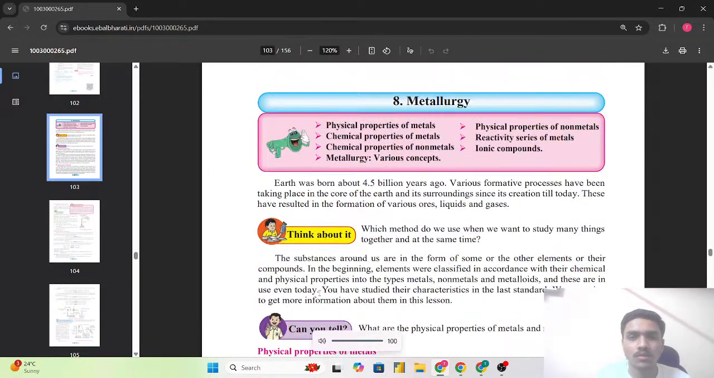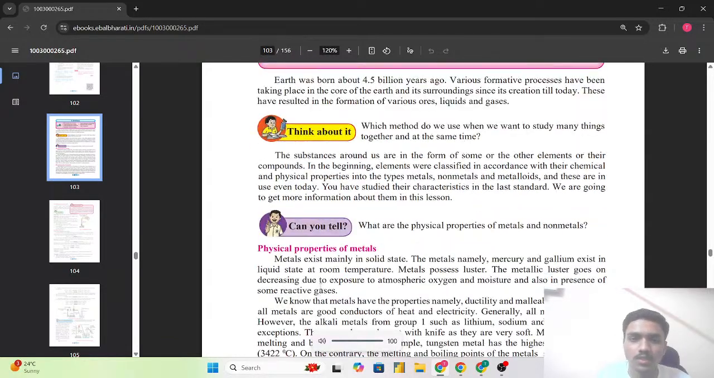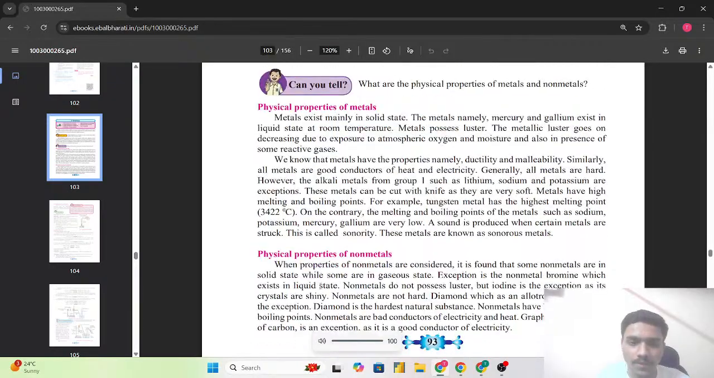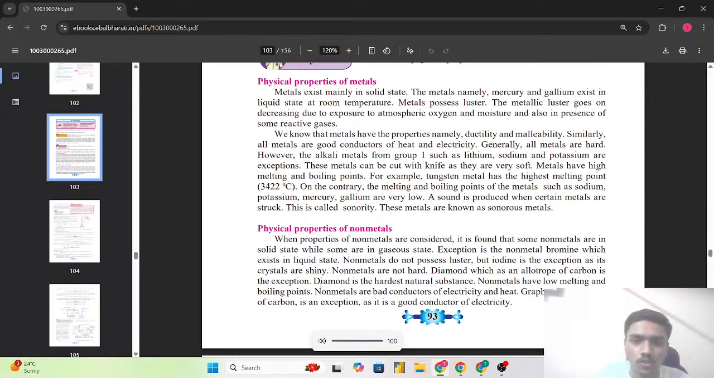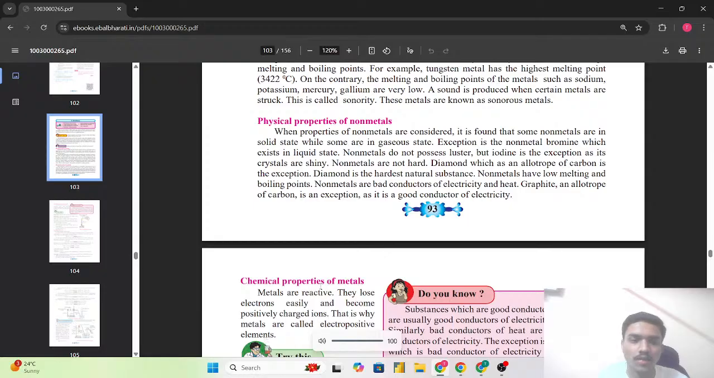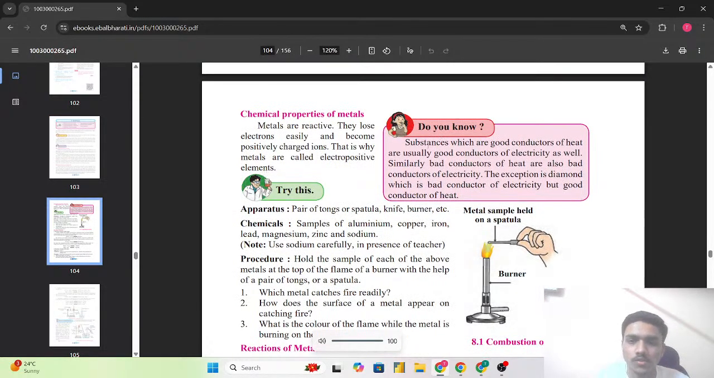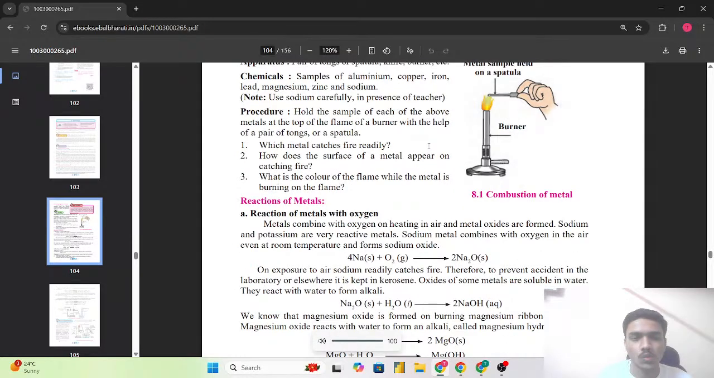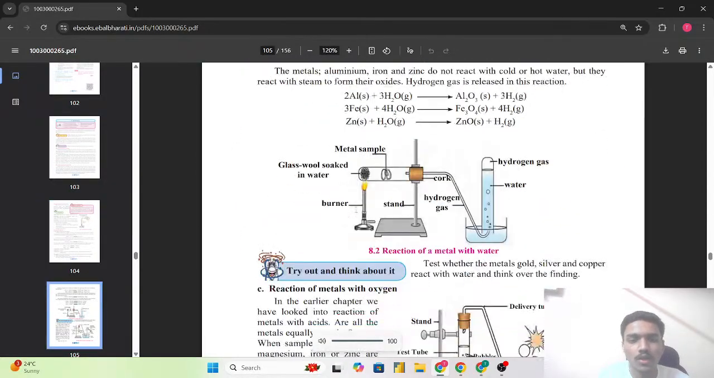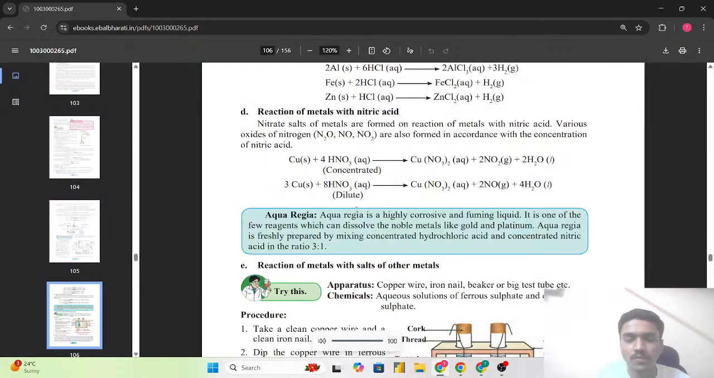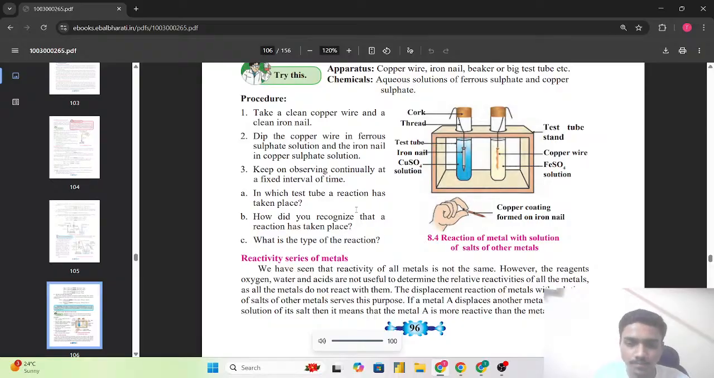So today we have started with the chapter metallurgy, and we have seen the physical properties of the metals and the physical properties of the non-metals and the exceptions which are there, and also we have studied the chemical properties of the metals in introduction. Next we will be continuing with the reaction of the metals with oxygen, then air, water and all. These reactions are definitely going to be asked in the exam, so we will be seeing them in detail.